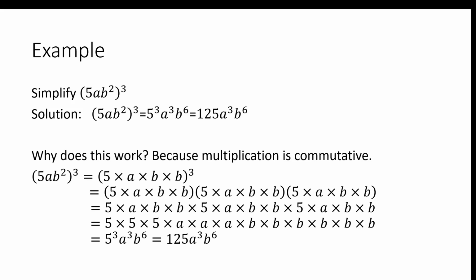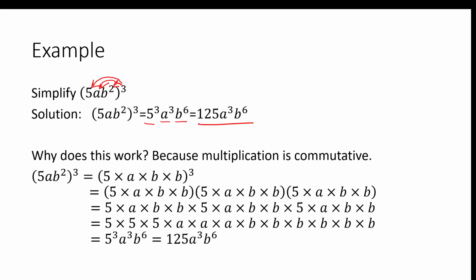So for example, what if we had 5ab squared, quantity to the 3? Well, what I'm saying is you can take that 3 and distribute it to the 1 that's operating as an exponent on the 5, to the 1 that's operating as an exponent on the a, and to the 2 that's operating as an exponent on the b. And what you get multiplying is 5 to the 3, a to the 3, b to the 6, which is the same as 125 a to the 3 b to the 6.